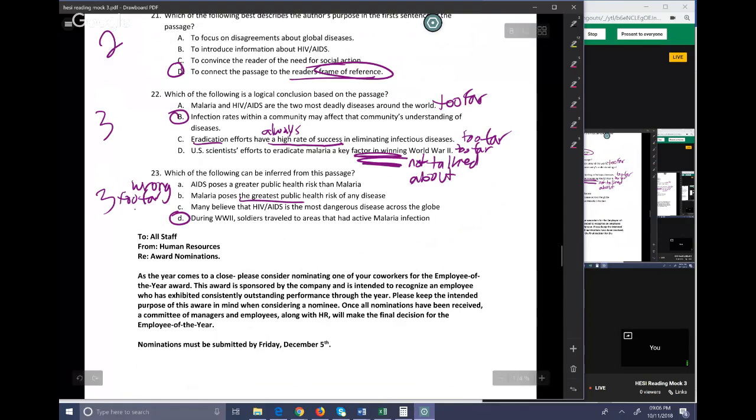C, I said, is stated. Many believe that HIV/AIDS is the most dangerous across the globe. The fact that many believe it's the most dangerous is stated. The only difference here is Americans versus not Americans. They said many Americans believe earlier in the article. This just says many believe. If many Americans believe it, then it's also stated that many believe, because that's more general.